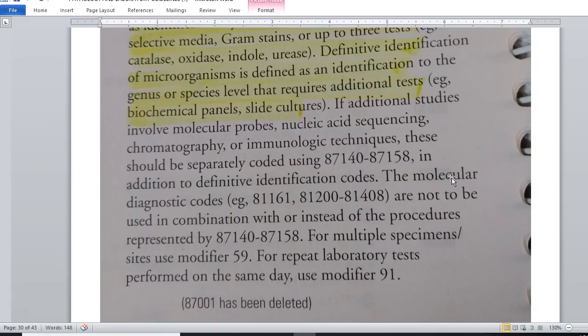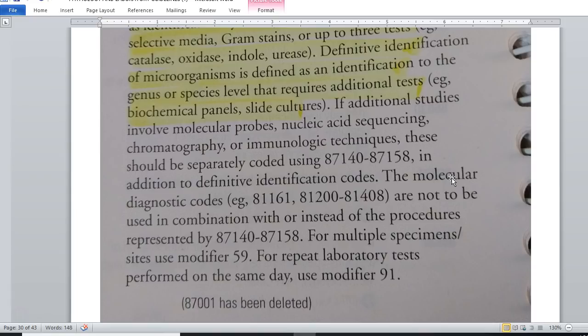So again, these can be paired together for doing a presumptive and definitive because we get paid for doing both. There's work that's involved in both sets of testing. Now, the molecular diagnostic codes are not to be used in combination with or instead of the procedures represented by 87140 to 87158. So again, the 81200 to 81408. So again, they're telling us these cannot be used together. It's an either or scenario.